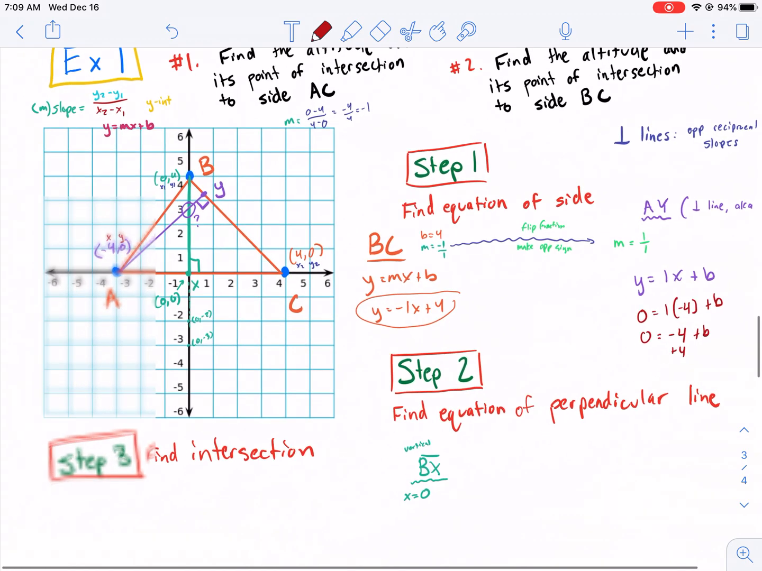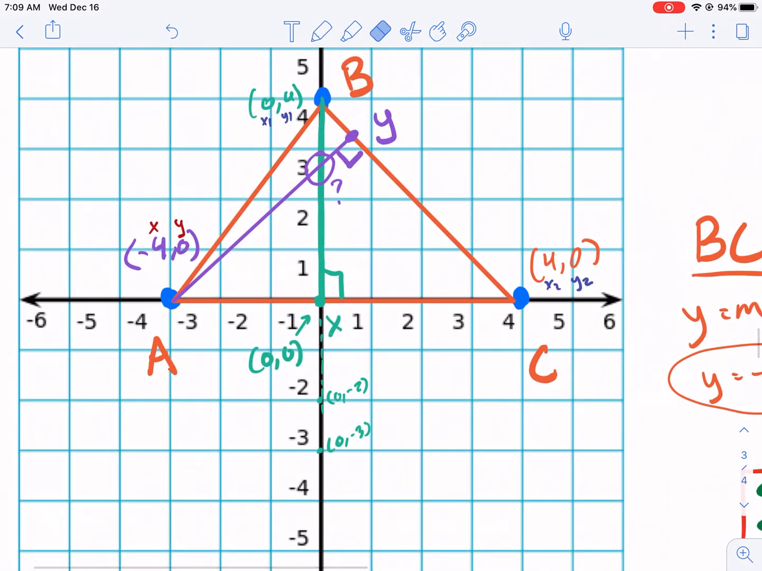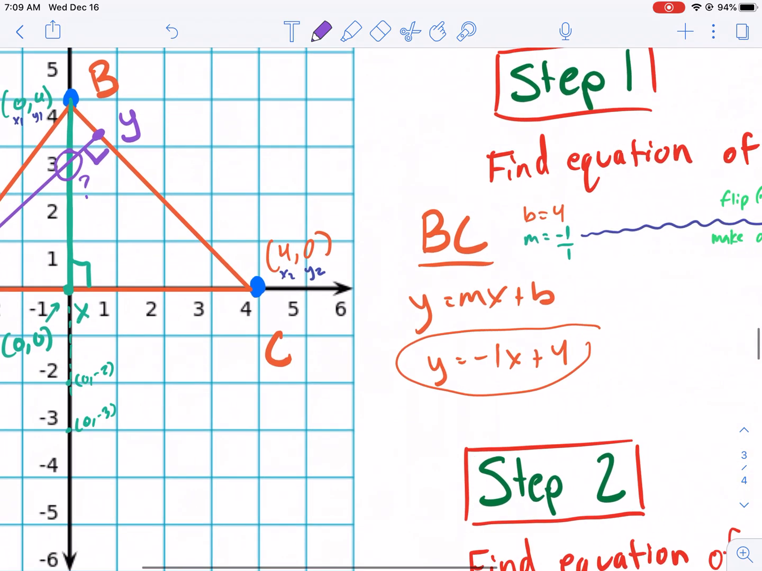So negative 4, 0. No, that's not the right point. This point, sorry, I messed this up. This is (-3, 0). I wrote it wrong in the first place. I was like, something's not right here. Negative 3, 0. There. That's a little bit better.